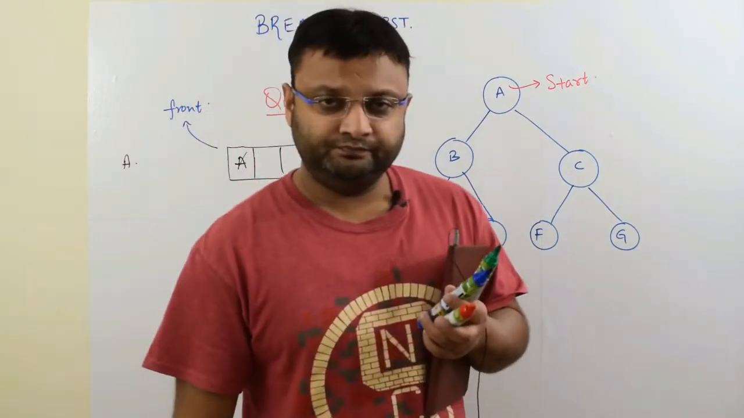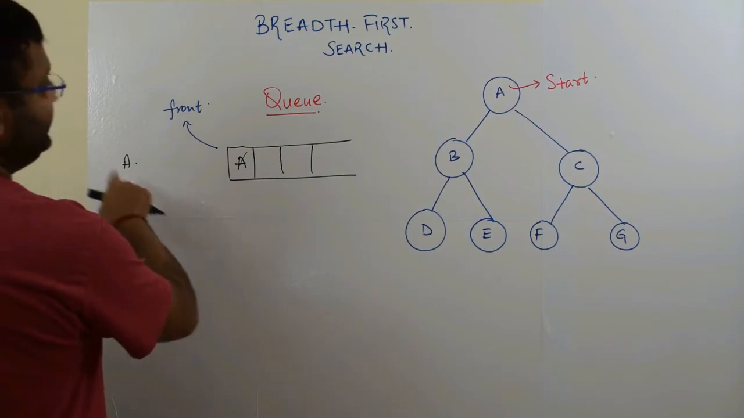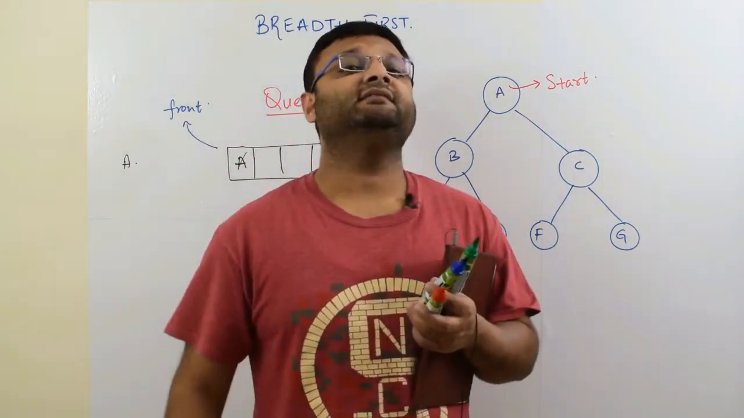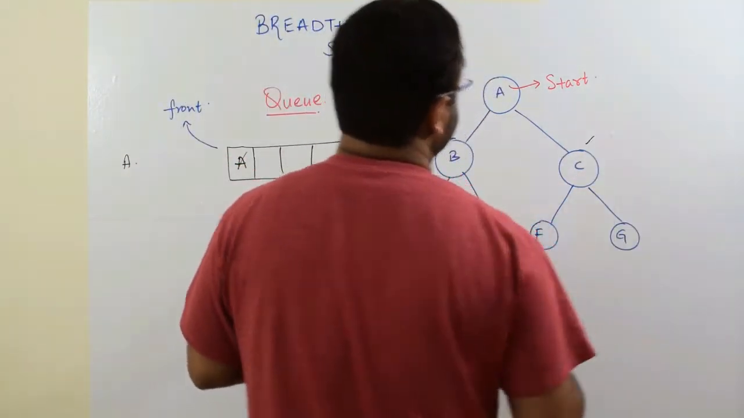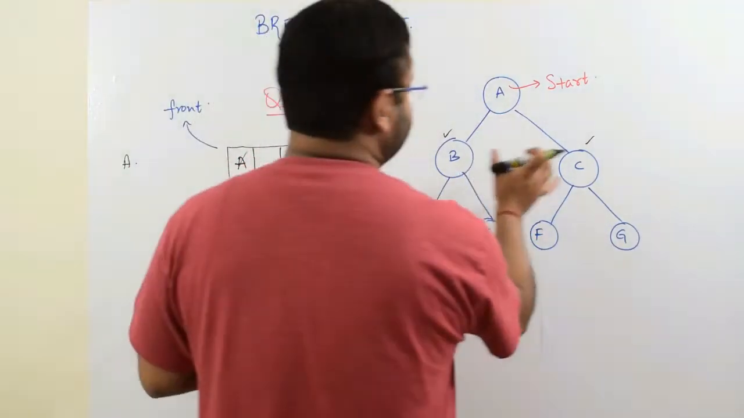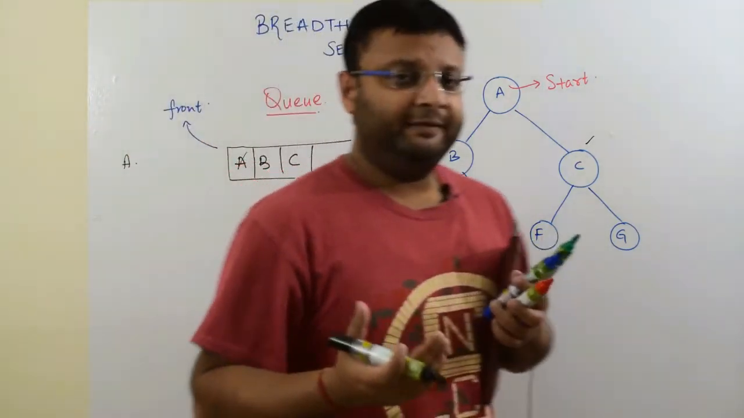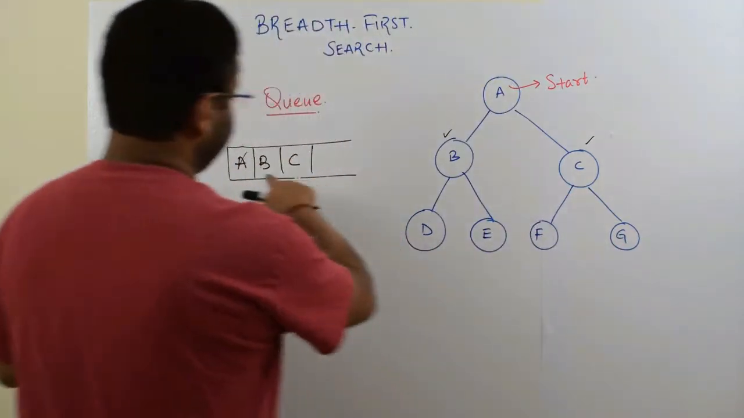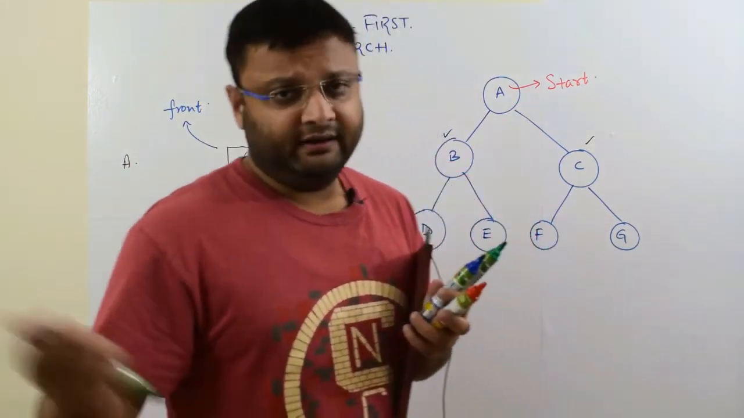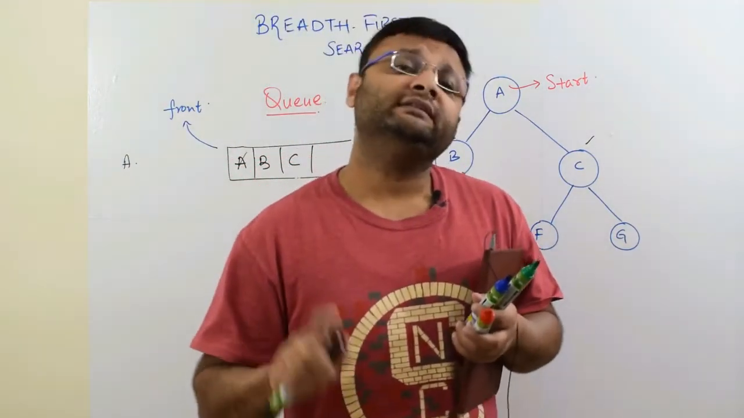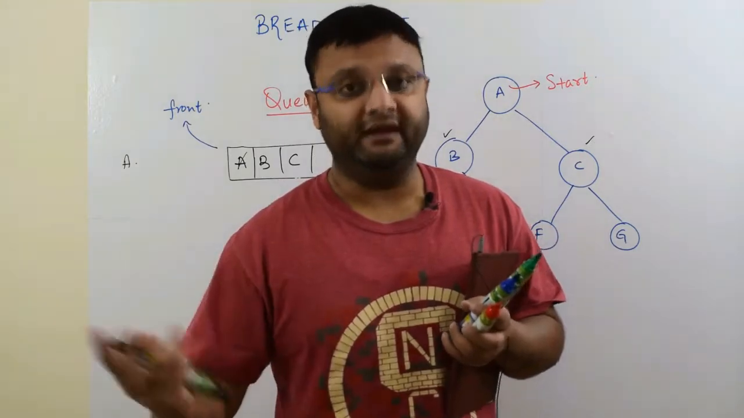Now what do I do? Having taken A out, I'll see its neighbors. Its neighbors means in the graph to which other nodes it is connected. So it is connected to B and C. Now what I'll do? I'll insert this B and C into this queue. B and C. Now the order could be any, could be different. You could have inserted C first and then B, just like we did in the stacks in DFS. Order can be anything, and that's why there is not a unique BFS traversal of a graph. There can be many variations.